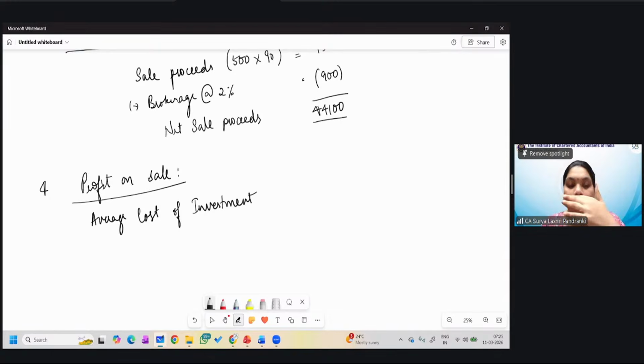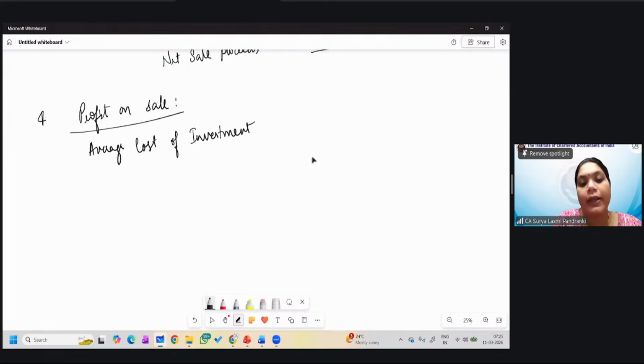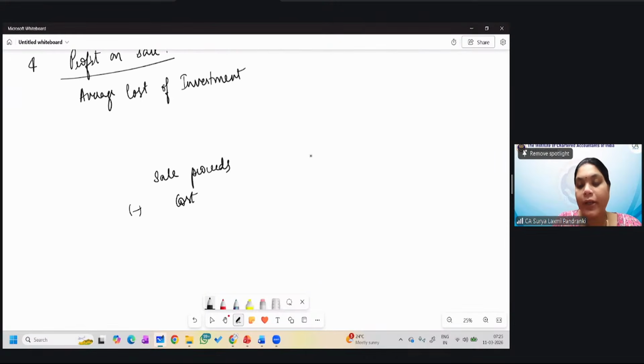Now I'm calculating the profit on this sale. How will you know whether you have a profit or loss on sale? Generally, what is the formula for calculating any profit or loss on sale? You will have to take the sale proceeds minus whatever is the cost of that particular purchase. That will give you profit or loss. Everybody agree? Sometimes it can be profit, sometimes it will be loss. It depends on how much you sold it for.